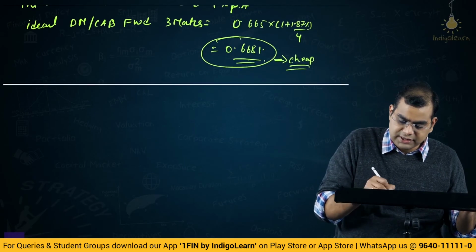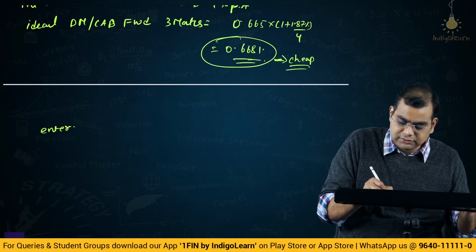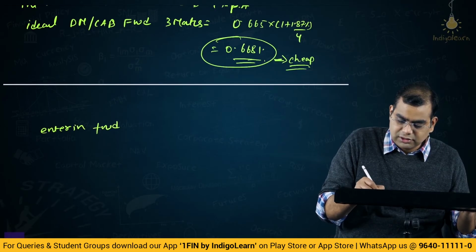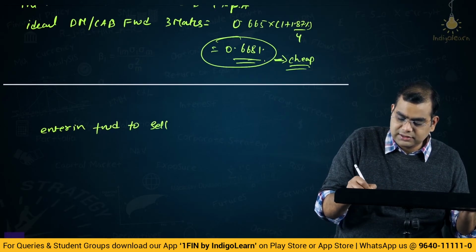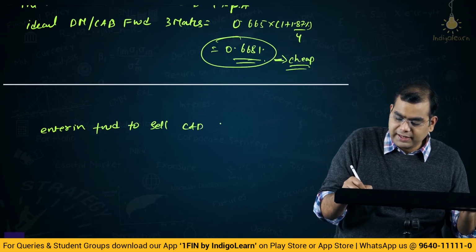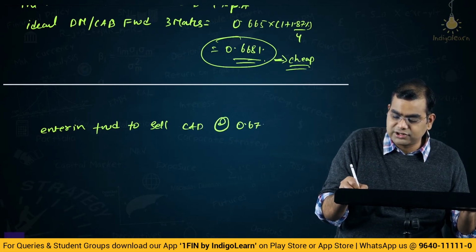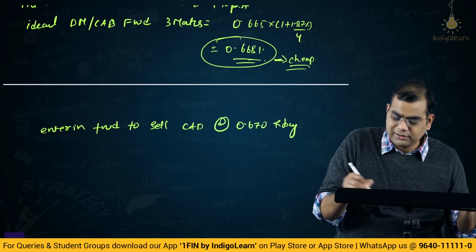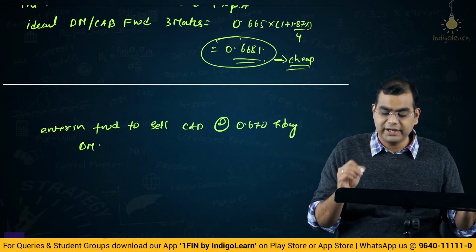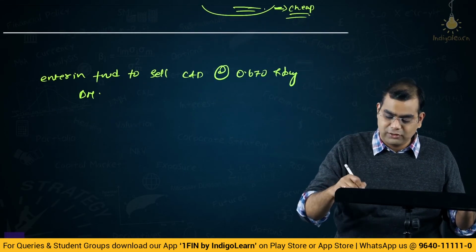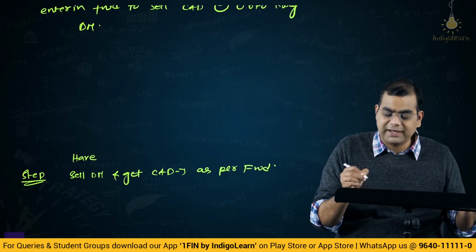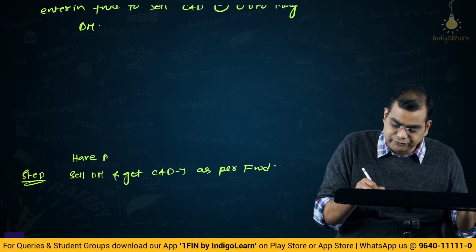So, first step is enter into forward to sell CAD at 0.670 and buy Deutschmark, okay. So, this is forward. Okay, now work backwards. You are selling Deutschmark and getting CAD means you have DM, right?